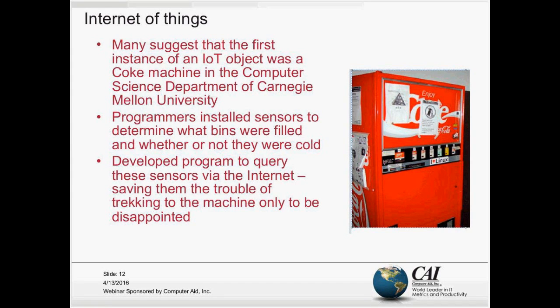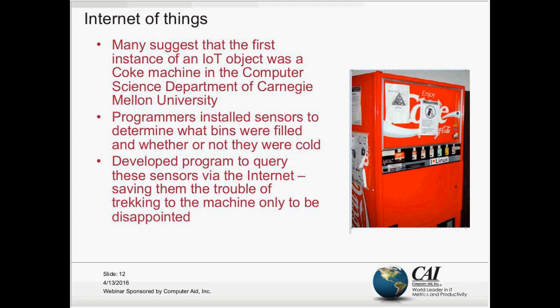So they installed sensors into the Coke machine to determine what bins were filled and whether or not the Cokes, or the sodas, in the bin were cold. They then developed software, because they were programmers, computer science department and all, that would query those sensors via the internet so that they could sit at their workstations or their desks and think, I need a Coke. Wonder if there's a cold one.